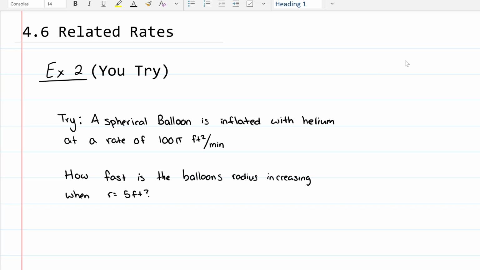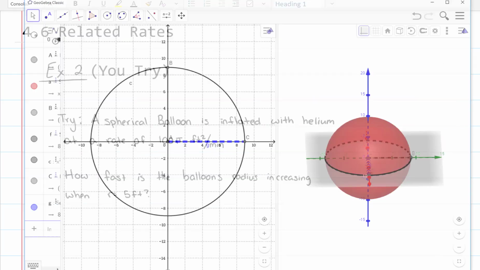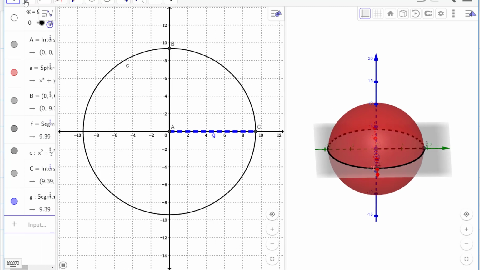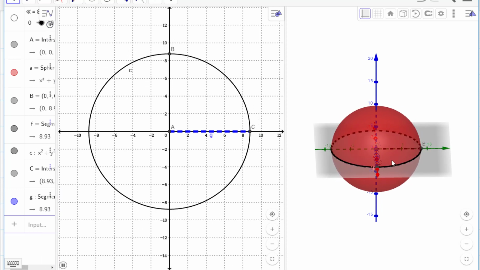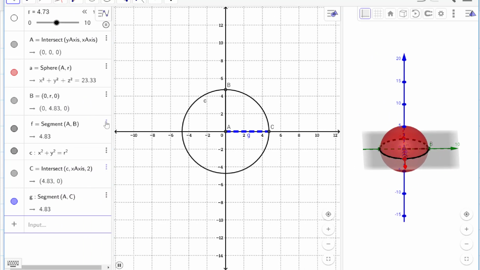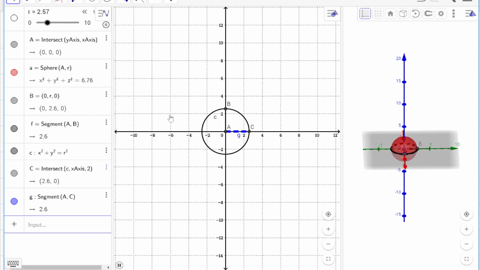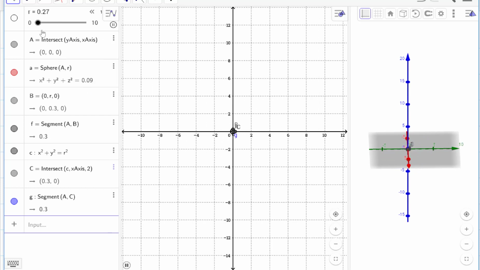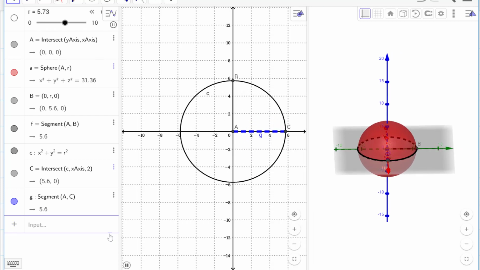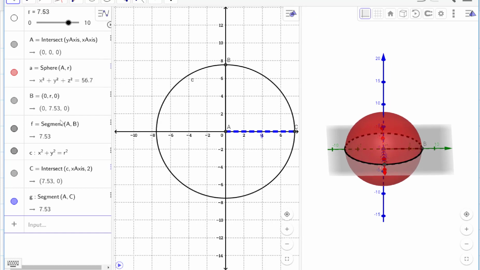So let's first visualize the problem and figure out what's going on here. So here's my balloon, here's my spherical balloon, and as the radius gets larger, the balloon gets larger. And as the radius gets smaller, the balloon gets smaller. That makes sense. So I can actually visualize this in 2D in this circle right here. So as my radius gets small, the balloon gets small, and as the radius gets large, my balloon is getting larger. So right now, try to use this to solve this problem.